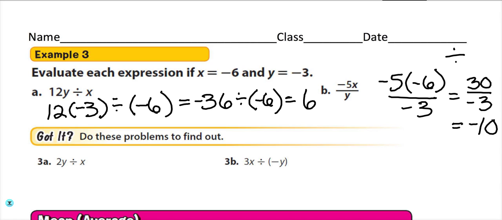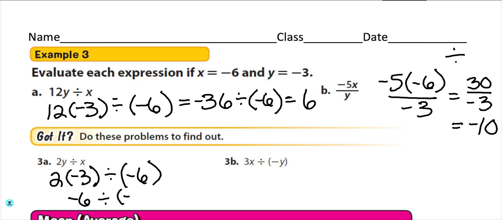All right, go ahead and pause it. Let's try 3A, 3B on the got it question by ourselves. And when you're ready, come back to me. And let's take a look. So we have 2y. So 2 times negative 3 divided by, and then our x was negative 6. So I have negative 6 divided by negative 6, which is positive 1.